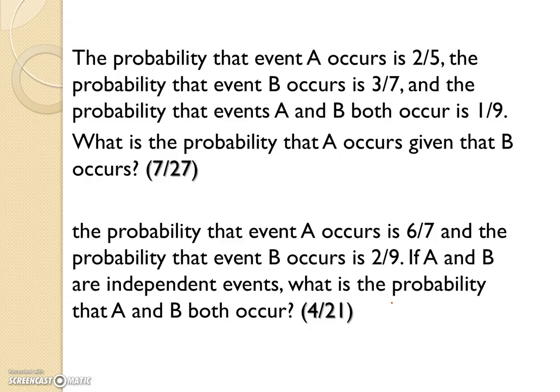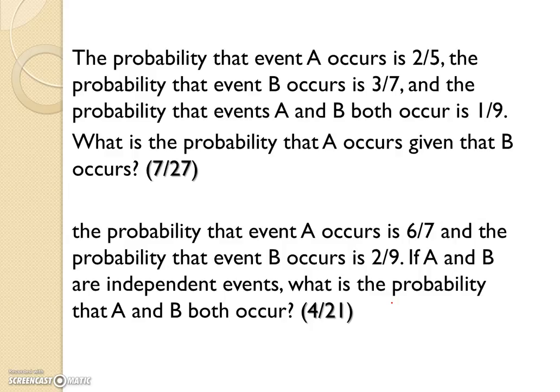The probability that event A occurs is 2/5. The probability that event B occurs is 3/7. The probability that events A and B both occur is 1/9. What is the probability that A occurs given that B occurs? 7 out of 27.